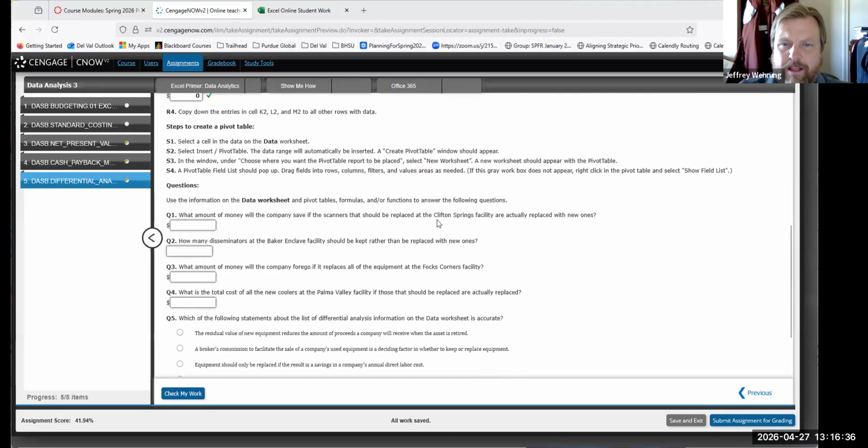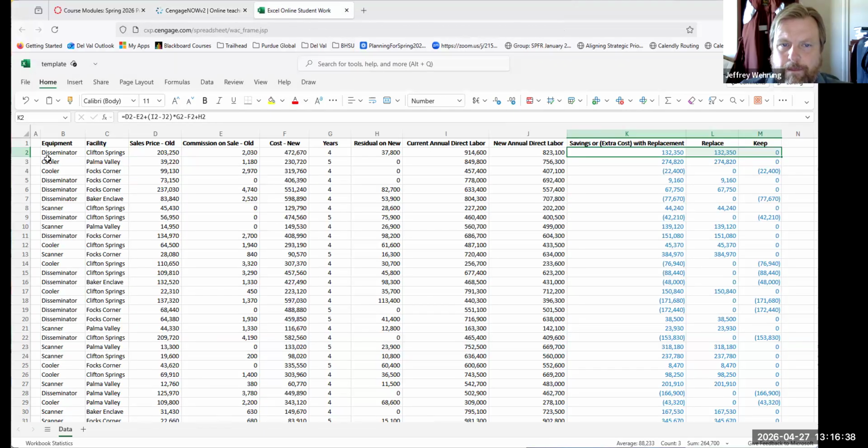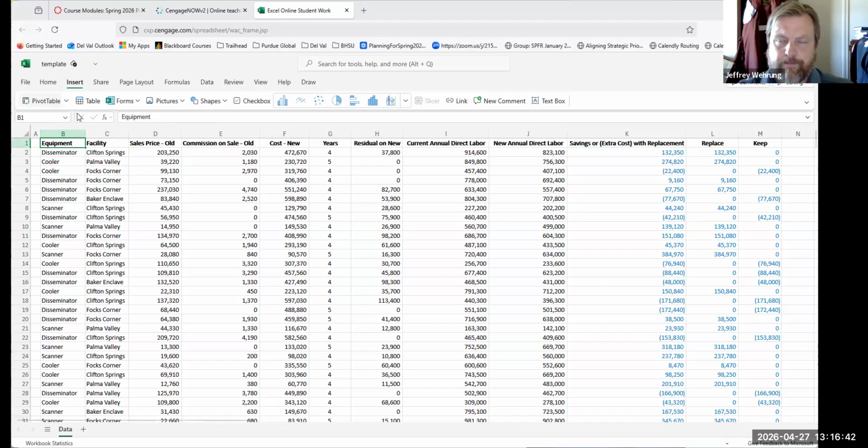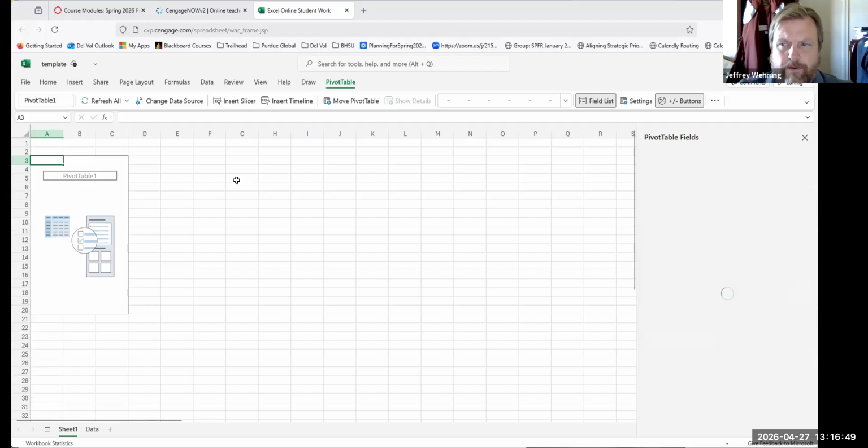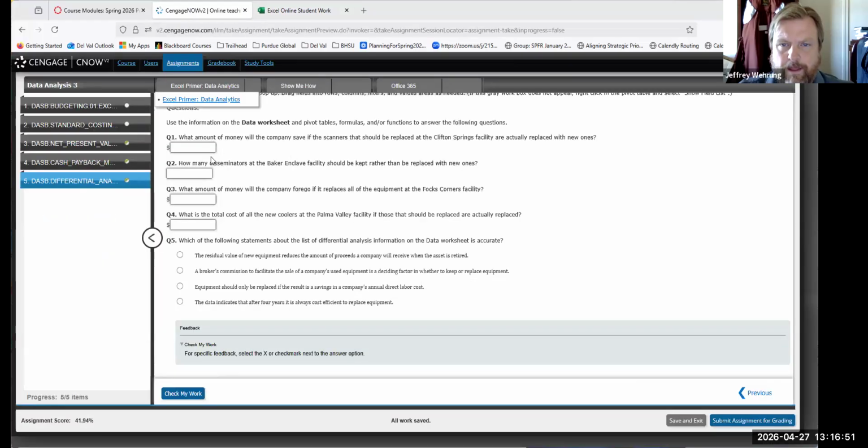Interesting. Okay, now let's create our pivot table. What is the amount of money the company will save if the scanners that should be replaced at the Clifton Springs facility are actually replaced with new ones?